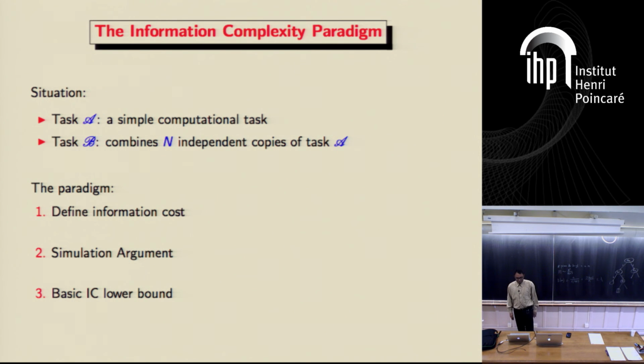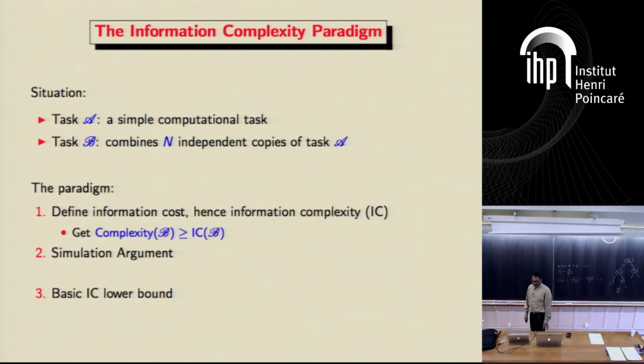So the paradigm for proving such a theorem using information complexity will be as follows. There are always going to be three steps. The first step will be to define some notion of information cost. And like I was saying in part 1, every time you define a cost measure, you have a corresponding complexity measure on functions. So our definition will fairly naturally show that the complexity of task B is at least the information complexity of B. When you see a definition, you'll see why this is true, but it will always be sort of obviously true.